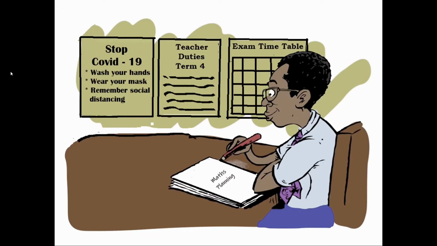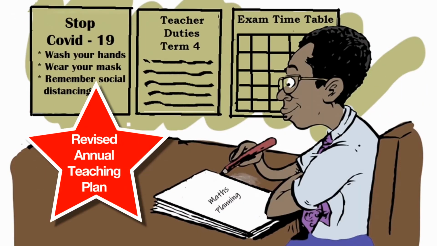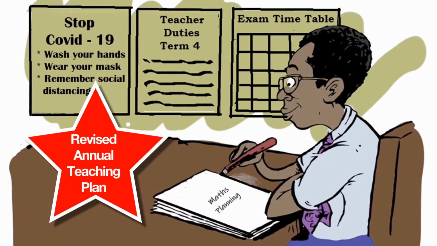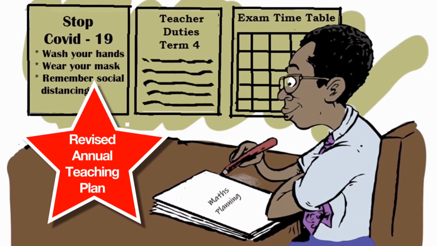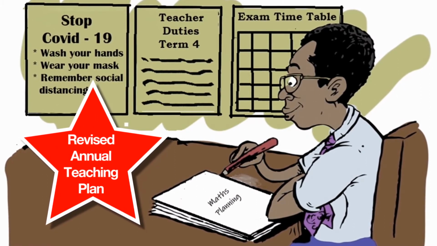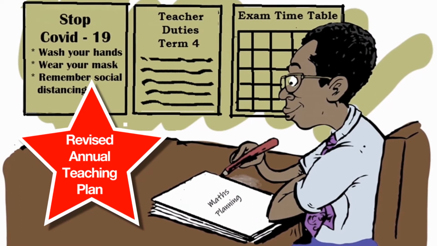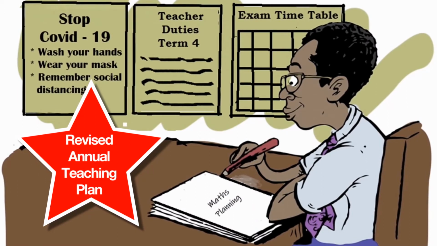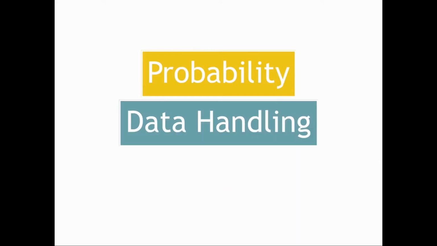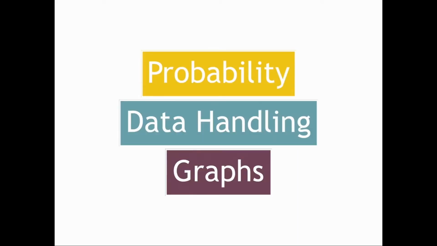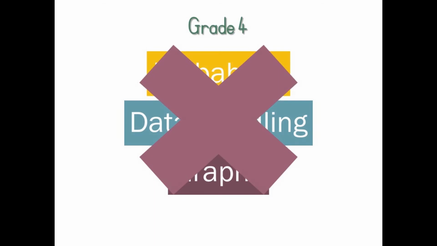Before we start with the maths topics of this workshop, let us remind ourselves of the stipulations contained in the revised annual teaching plan produced by the Department of Basic Education, where the department specifies what must be taught about each topic in every grade. In this workshop, we will deal with the following topics: probability, data handling, and graphs. Note that you are not required to teach any of these topics to the Grade 4 learners.